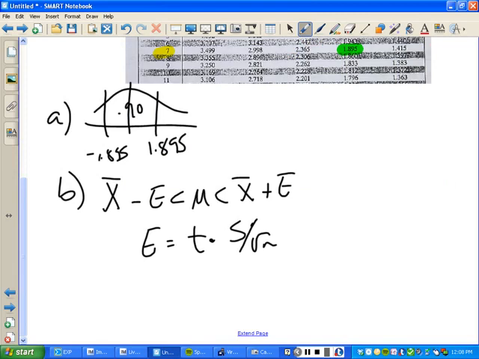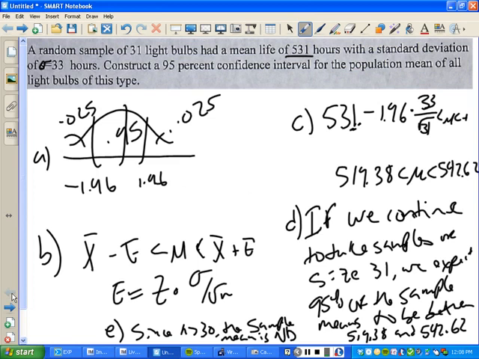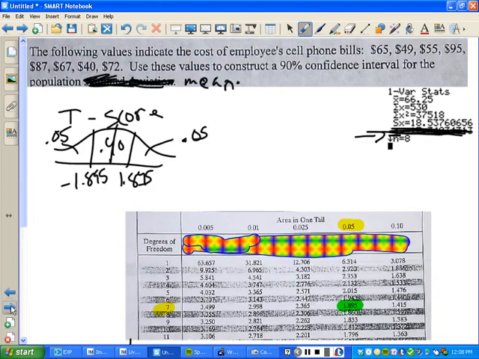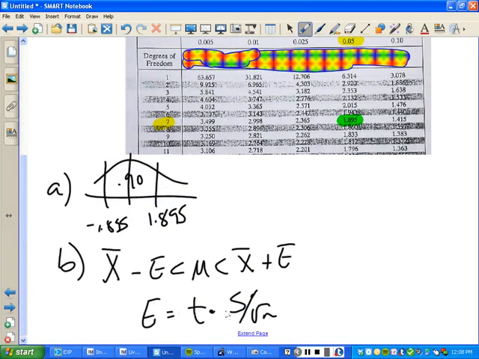Now, you're probably going to look at that formula and think, that looks an awful lot like the other one we did. Remember the other one we did? This one, x bar minus e is less than mu, which is less than x bar plus e. E is z times sigma over the square root of n. Okay, and this one is t times s over the square root of n. They're identical formulas, which is why they're in the same section in the book. It makes sense for them to be in the same section because they're identical formulas. The difference is one uses a t-score chart and one uses s. Okay.